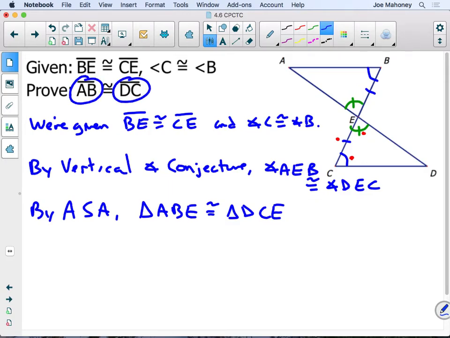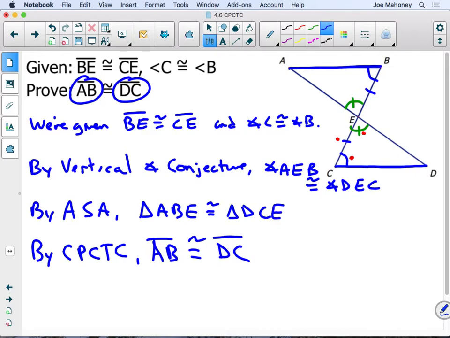Side AB is along the top here, side CD is on the bottom. Think about if I spun the bottom triangle around, it would land on top of the top triangle, so that side AB would land on top of side CD. So I'm going to say that by CPCTC, AB is congruent to DC. This explanation is good. This is a proof. We've proven why it's true. We've written a nice little explanation, a kind of funny paragraph as to why it's true.